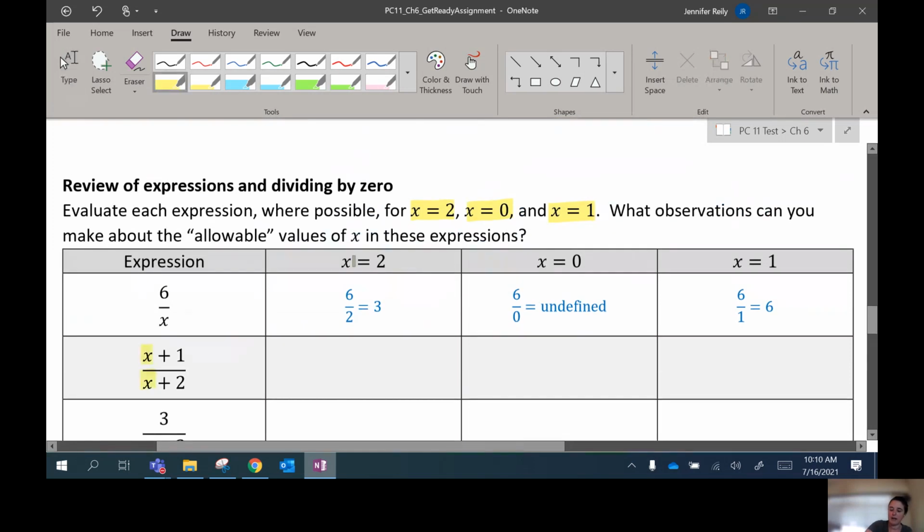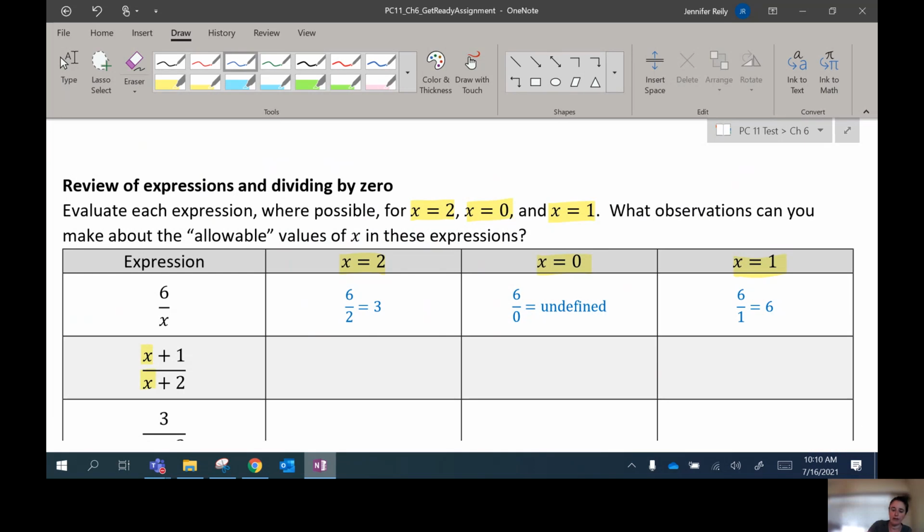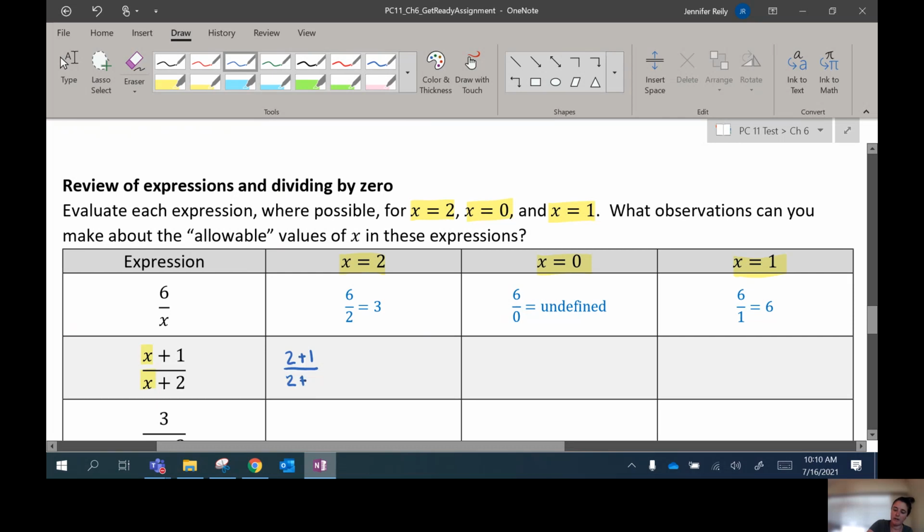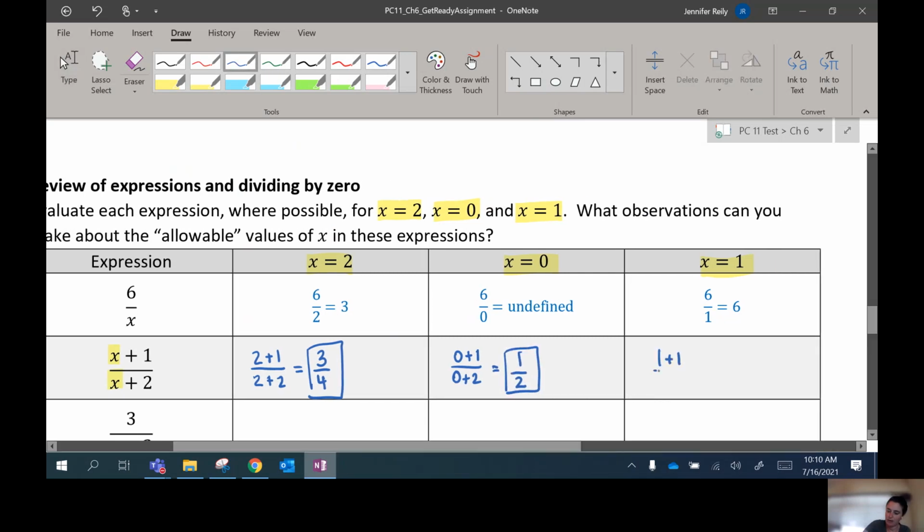So wherever there's an x, we're going to plug in these values here. We're going to have 3 separate answers for 3 different values. So for the first one, I'd have 2 plus 1 divided by 2 plus 2. So 2 plus 1 is 3, and that would be 4. This would be 3 over 4, or you could write 0.75. Both are fine. So when x equals 0, I'll have 0 plus 1 over 0 plus 2. 0 plus 1 is 1, 0 plus 2 is 2. Okay, there we go. And the last one, 1 plus 1, 1 plus 2. So that would be 2 over 3. Okay, so none of those were undefined there. Let's check the next line.